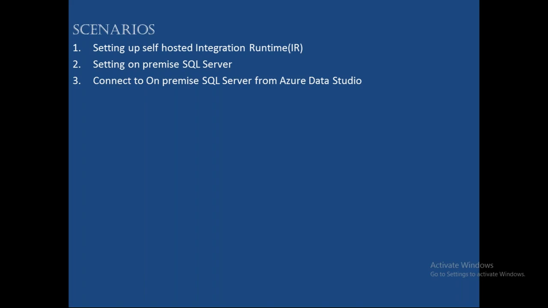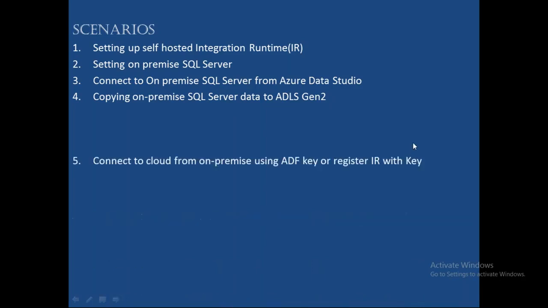Then we need to connect to the SQL Server and create some tables, right? We need to keep some tables in SQL Server. So we are going to see how to connect to the SQL Server from Azure Data Studio. Then you can create tables and all those things. The fourth one is copying on-premise SQL Server data to ADLS Gen 2. We will see how to copy data from on-premise SQL Server to ADLS Gen 2.